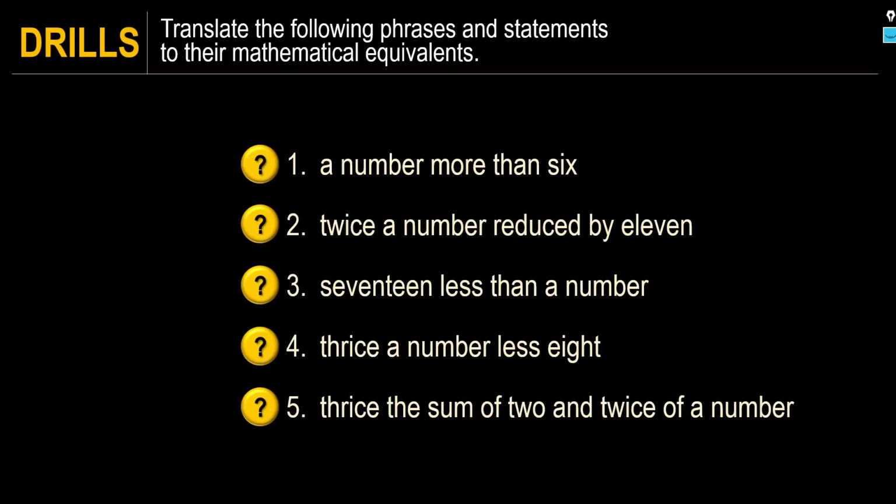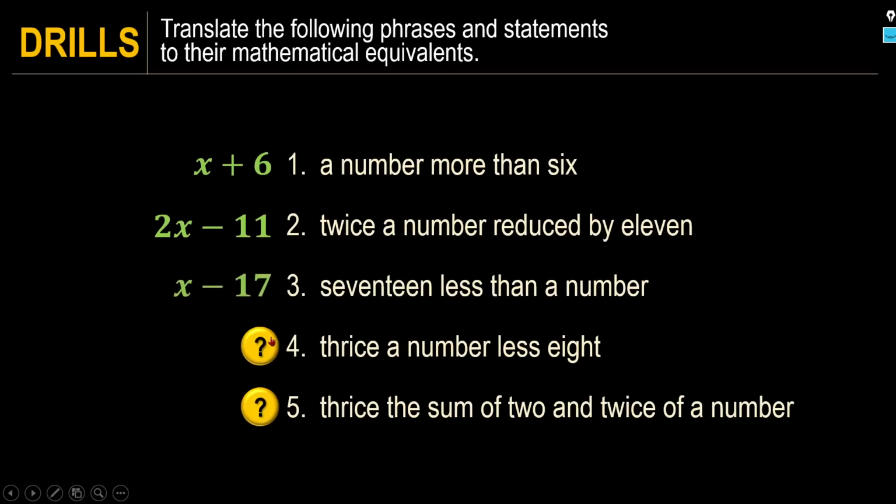Right. At this point, dapat meron na kayong answers sa ating 5 items. You should have gotten for number 1, x plus 6, 2x minus 11 for number 2, x minus 17 for number 3, 3x minus 8 for number 4, and finally, 3 times the quantity 2 plus 2x for number 5. Of course, pwede kayong gumamit ng ibang variables other than x. Remember, variables are just placeholders. So you can use practically any letter that you want.